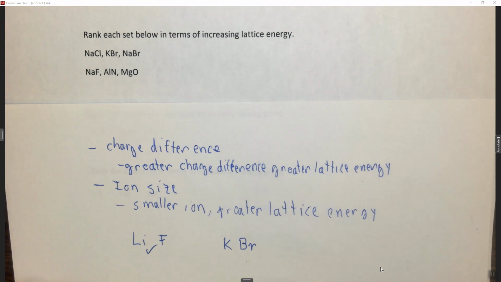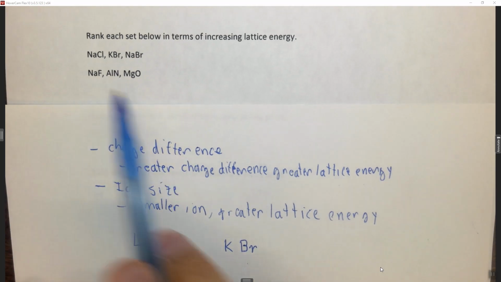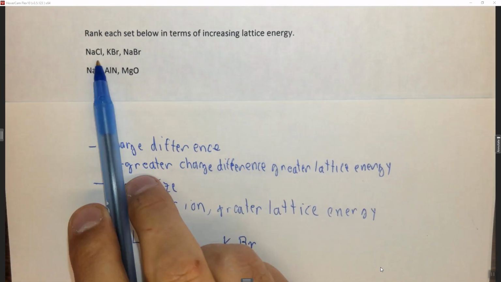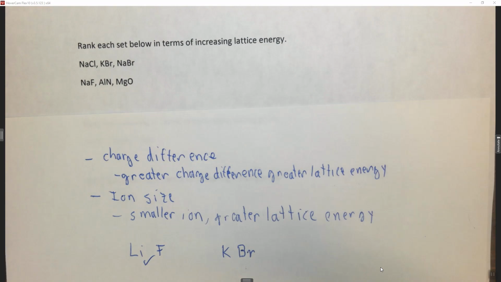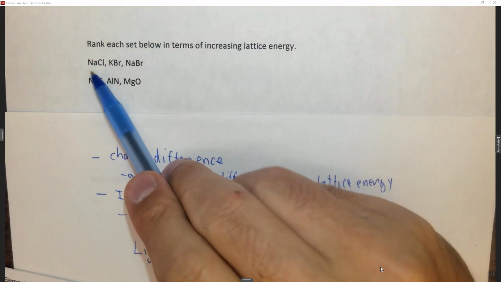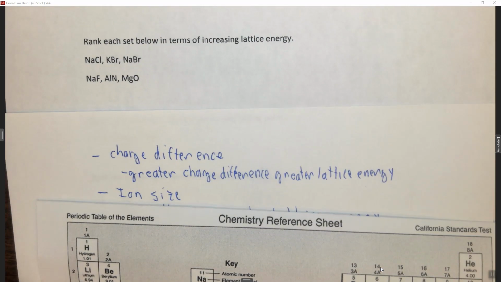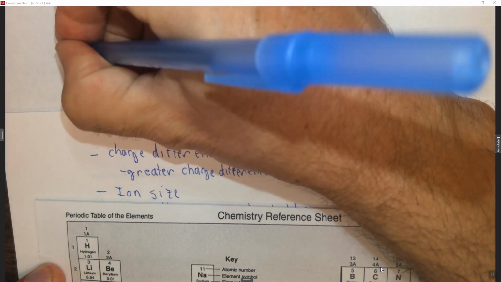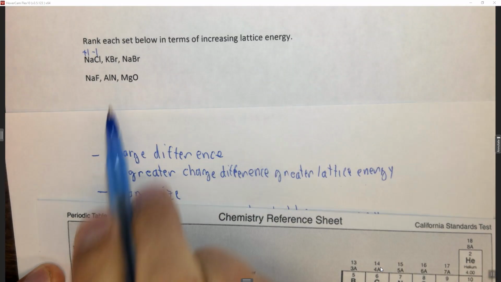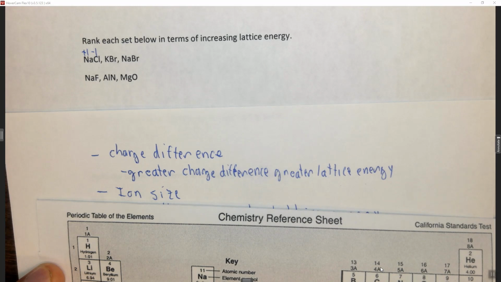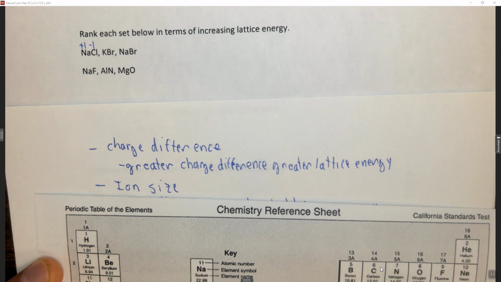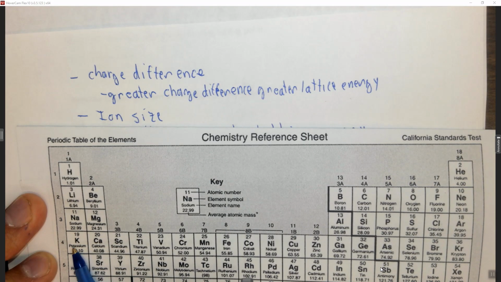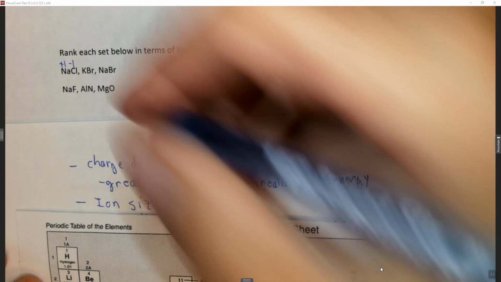So, in order to do this, the first thing we need to do is find the charge on these ions. This is back to chapter 2 of general chemistry. We have NaCl. Na is in 1A, so it's +1. Cl is in 7A, so it is -1. So we have +1, -1. We have K and Br. K is here, Br is here, so we again have +1, -1.